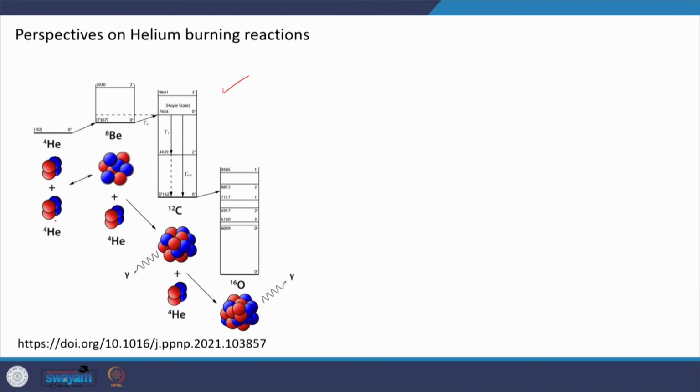All right. Now, let me put some perspectives on helium burning reactions. So, this is a beautiful diagram where it is shown that alpha plus alpha gives rise to beryllium 8. See, it is the small mass difference between 2 alpha particles and beryllium 8. What is the small mass difference? Simple, 92 keV. This is one of the major reasons why carbon 12 is created.